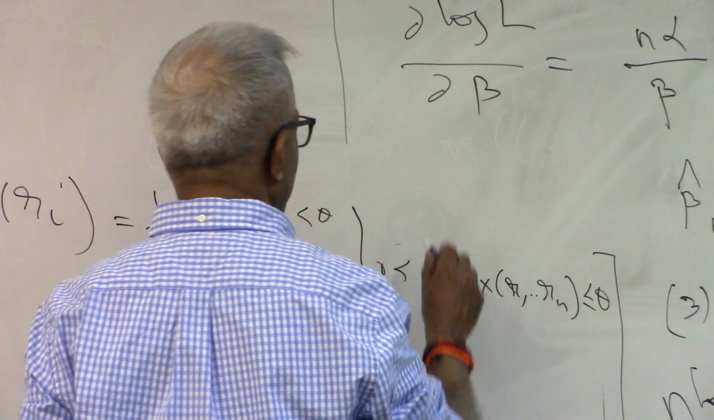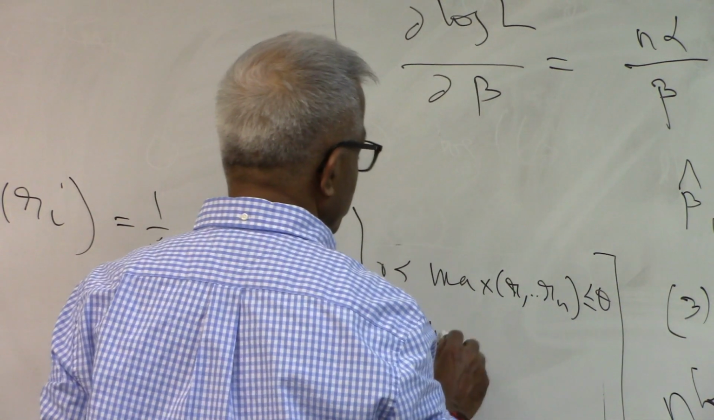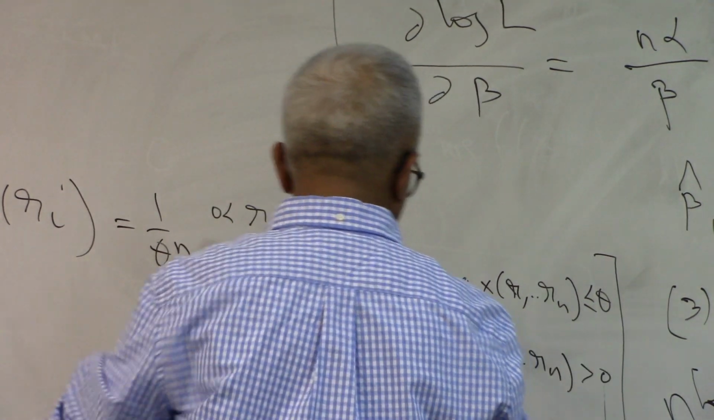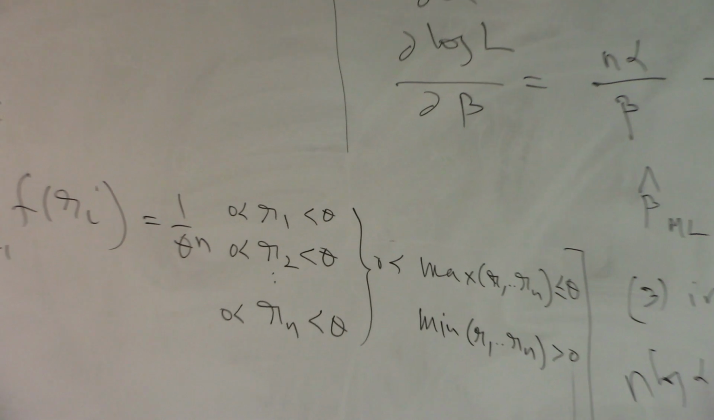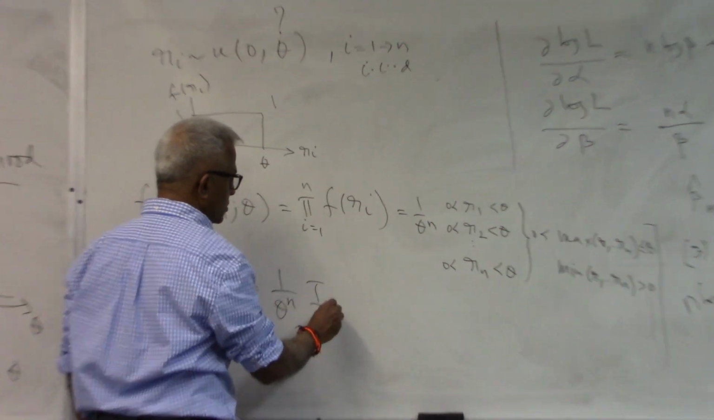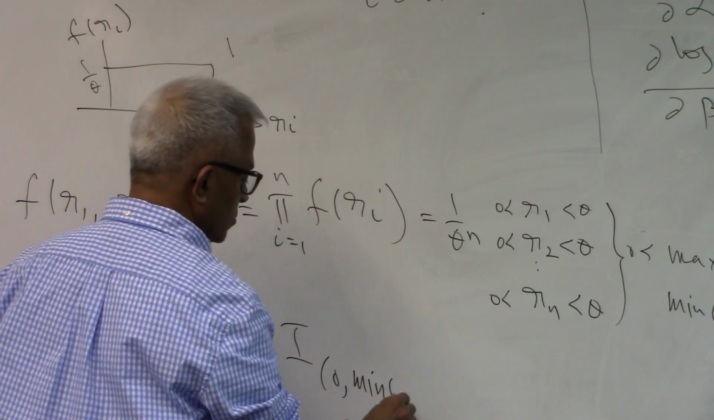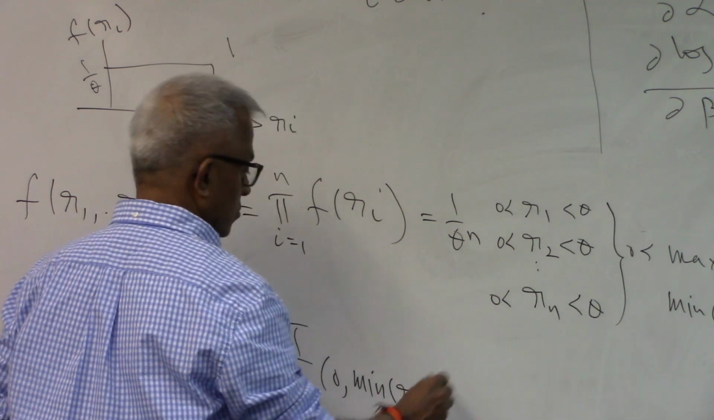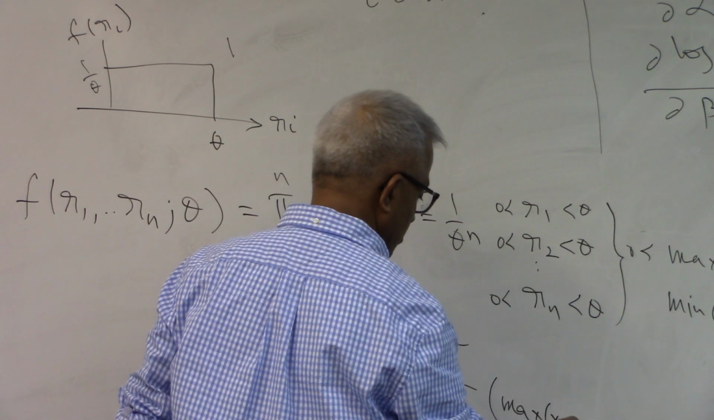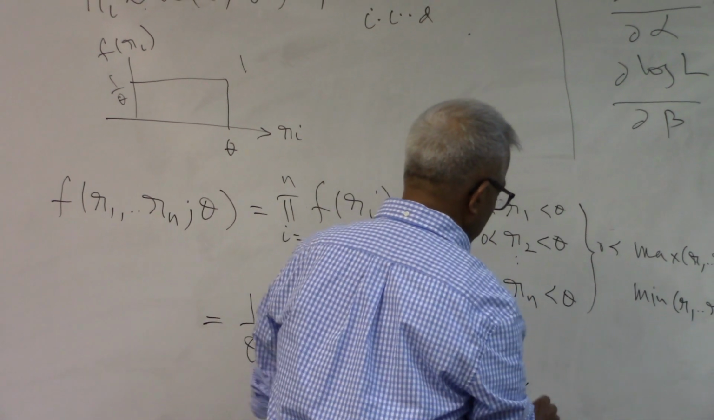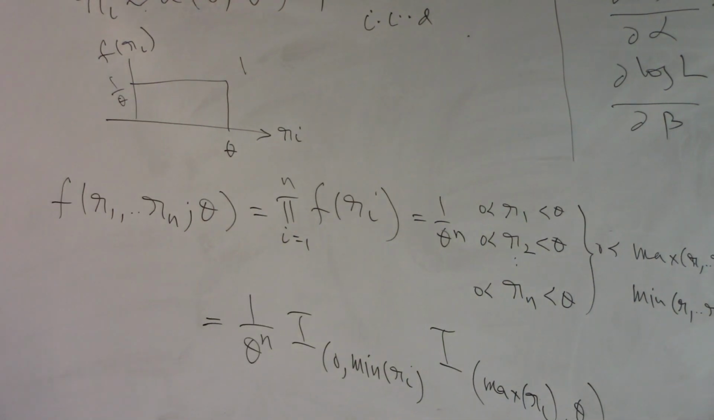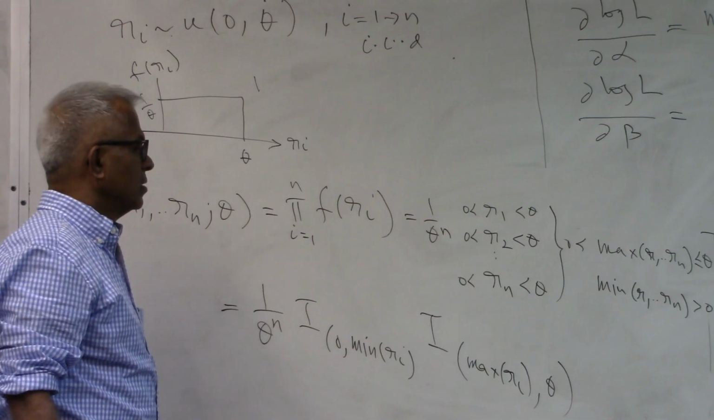Yeah, and the minimum is also greater than 0, right? So you can replace this by 2 conditions. If you want, you can use an indicator function, saying the minimum is greater than 0 and theta is greater than the maximum of Ri.